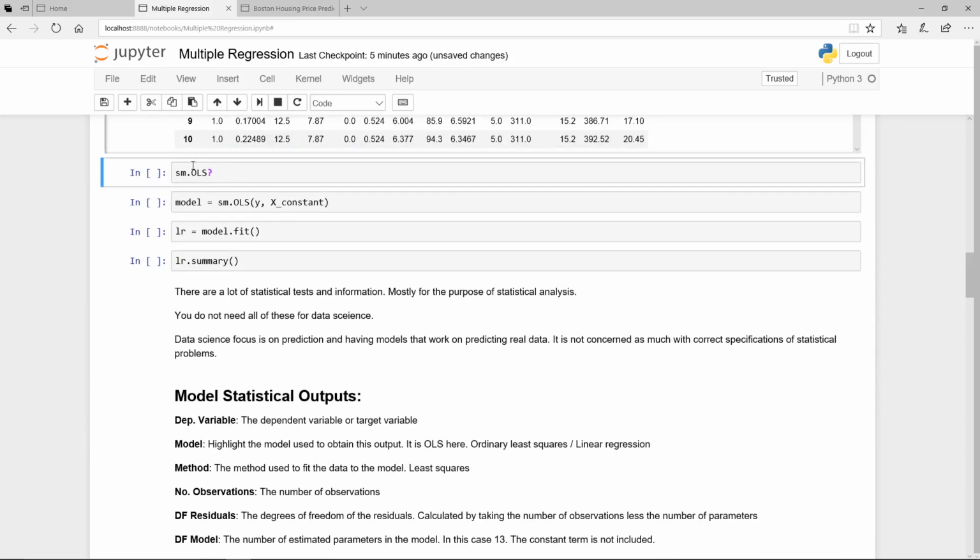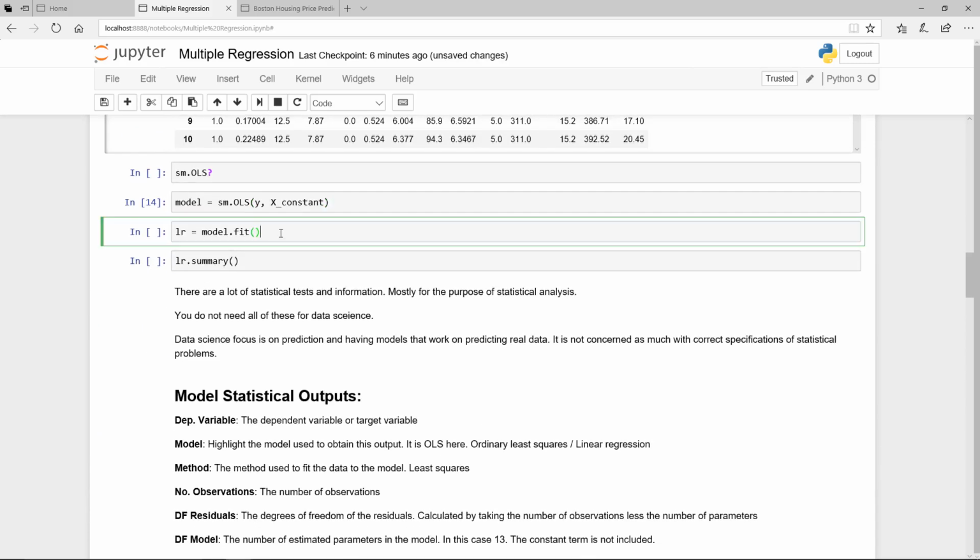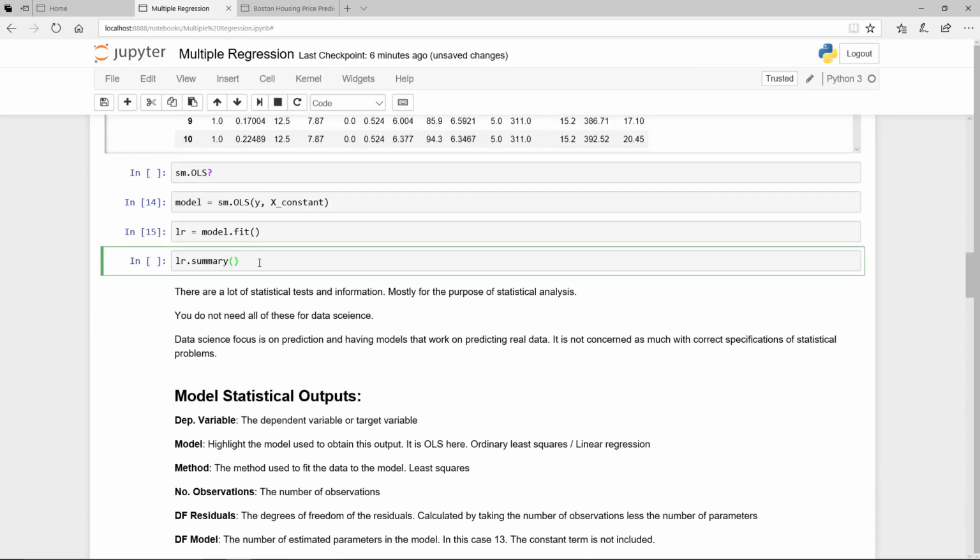Again, I won't run this cell. If you want to have a look at how statsmodels calls the ordinary least squares library, just run this cell. It will show you what the actual input parameters you need to provide are. Here we are running the SM.OLS, which is the ordinary least squares, and providing the target variable as well as the x constant that we created here, and we instantiate and also fit our model. So the fitting part is done here. We're storing it to LR, which stands for linear regression.